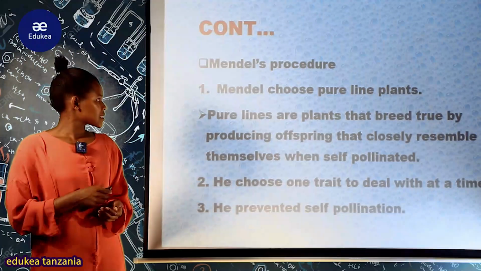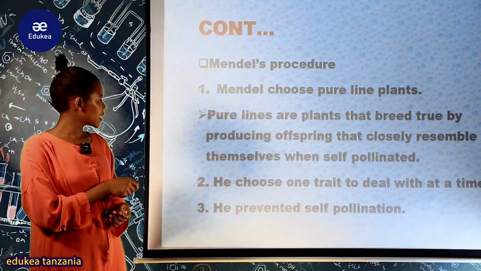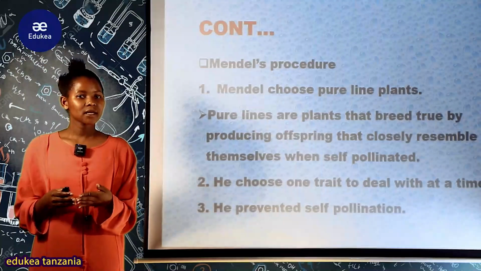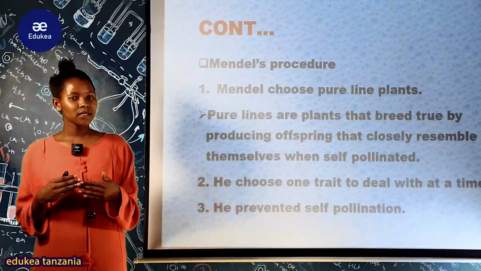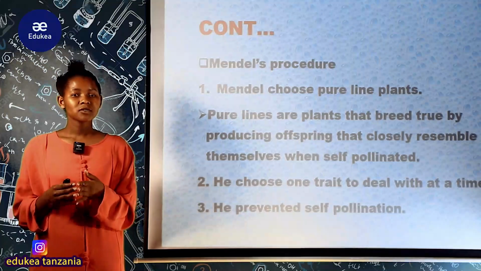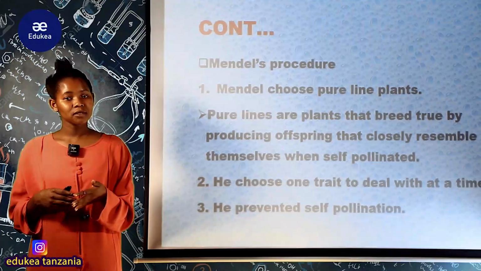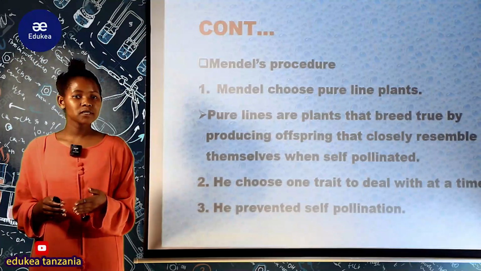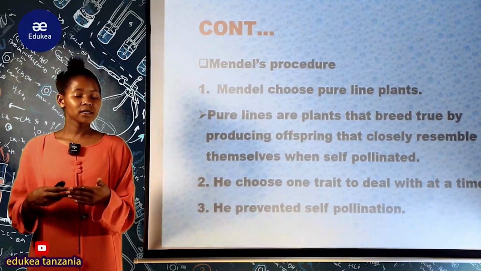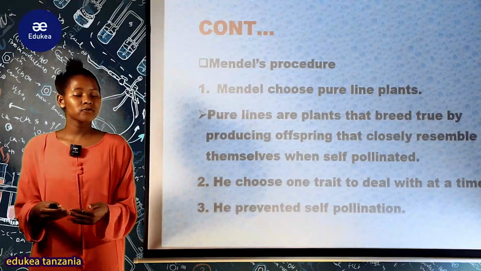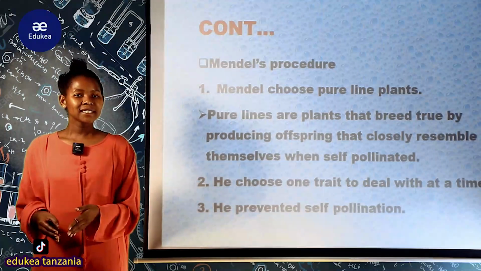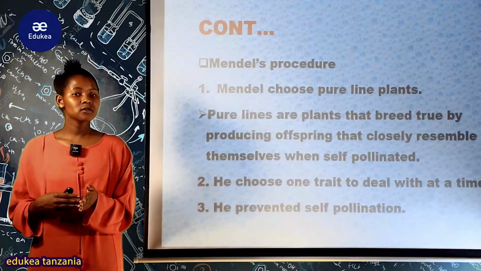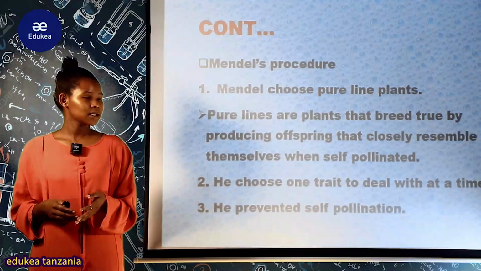The first procedure is that Mendel chose pure line plants. Alichagua pure line plants, na here unaweza ukajiuliza nini maana ya pure line plants. Tunapozungumzia pure line plants ni those plants in which they are capable of producing offsprings of their kind. Yaani wana uwezo wa kuzalisha offsprings ambao wana characters ambazo ni the same as what they possess. Hiyo ndo procedure ya kwanza ya Mendel.